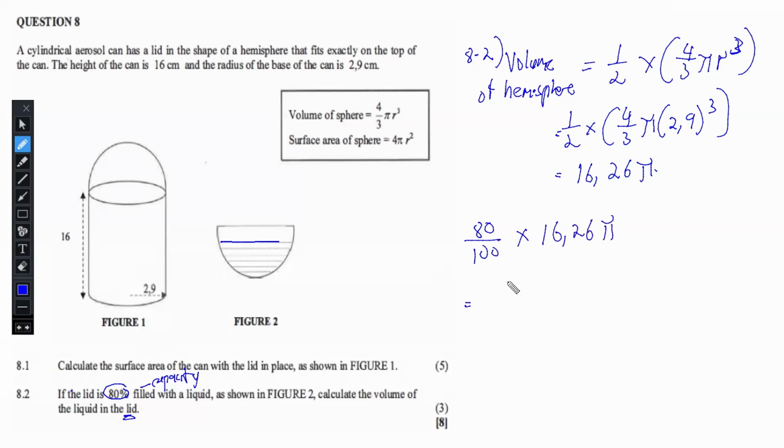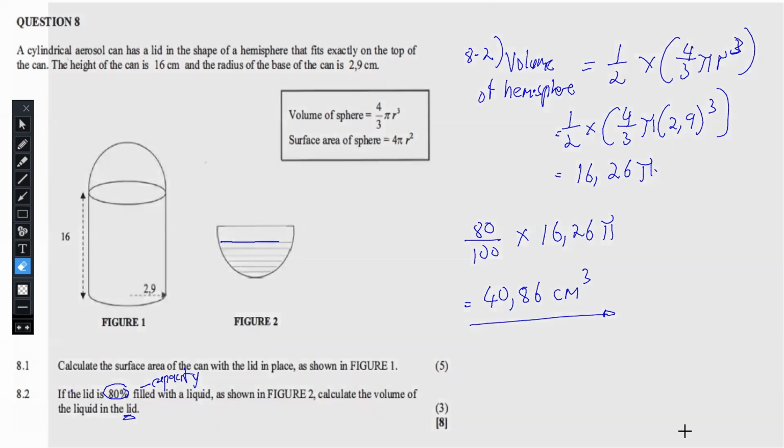And then when you punch all that into your calculator, you get 40.86 centimeter cube, right? Remember, it's the volume. Then that's how you were supposed to calculate that. So first you needed to calculate the total volume, the total capacity of the hemisphere here, the lid hemisphere, and then from there on you calculate the 80% of that. Okay, then let's proceed to the next question.